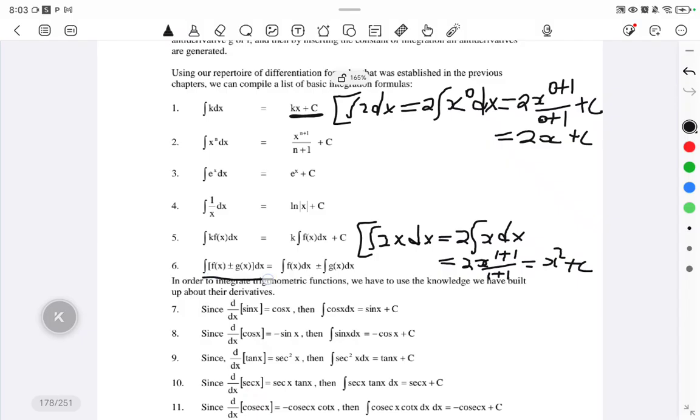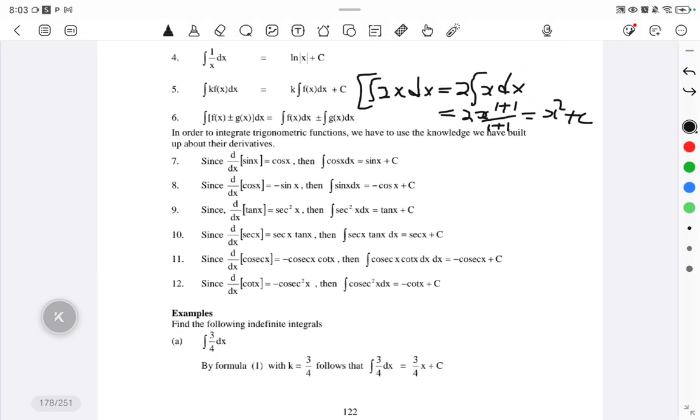And then this is the one I was telling about, that if there's some sum or difference, we just distribute. Nothing changed there. We just distribute. So these ones, we'll talk more about them when we are doing the derivatives and integrations.